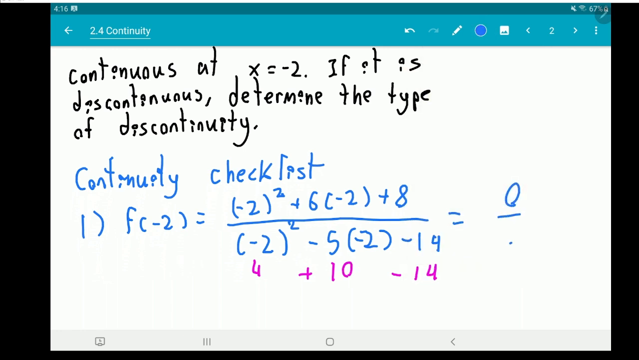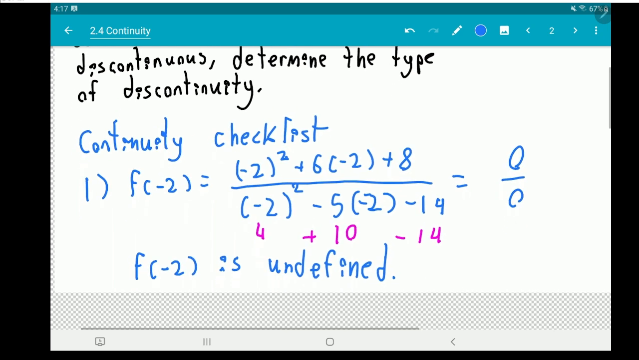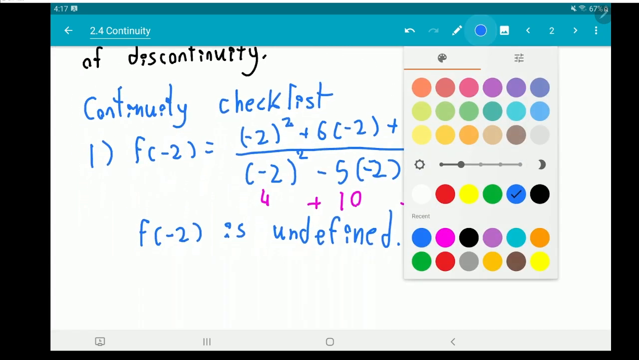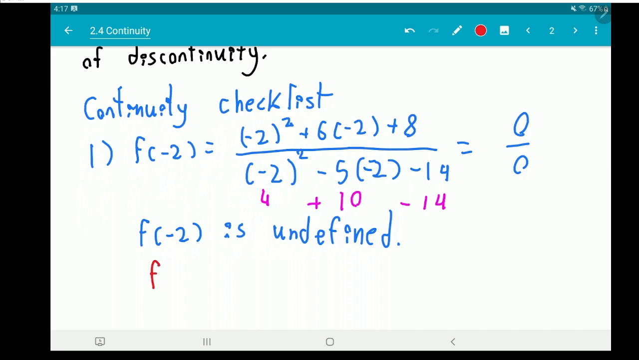So we have 0 over 0 form. And for limits, that means we have more to do. But for the function itself, that means it's undefined. We're trying to divide by 0, and we're not allowed to do that. Okay, so f of minus 2 is undefined. And so since f of minus 2 is undefined, that automatically means f of x is discontinuous at x equals negative 2, in fact.